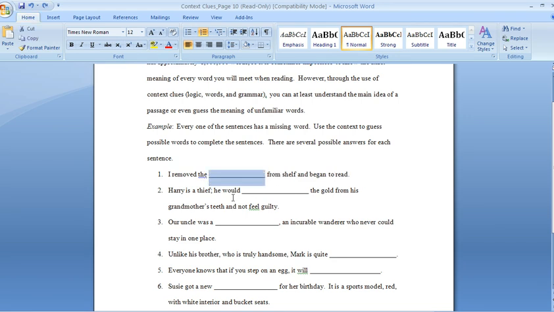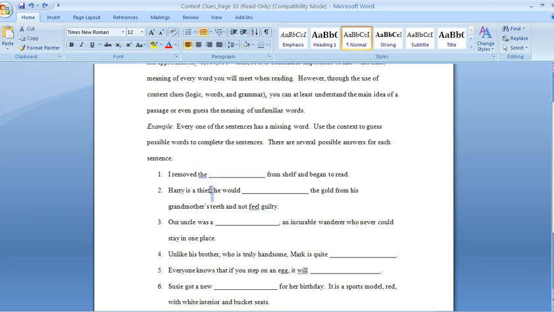Let's try another one. Harry is a thief; he would blank the gold from his grandmother's teeth and not feel guilty. So what we're trying to do is guess what word would fit here. What would be an appropriate word? Well, a thief is a person who steals things. And then it's got a semicolon.